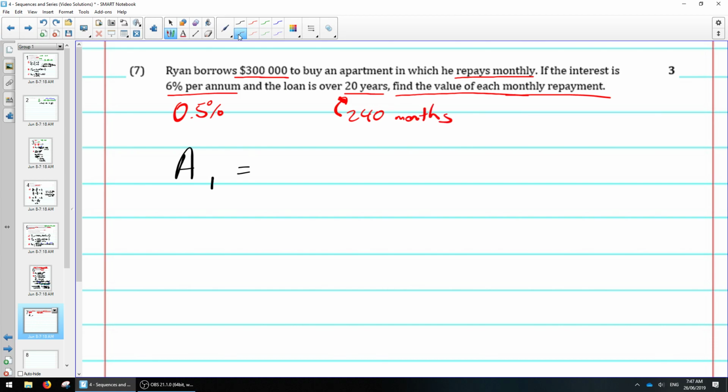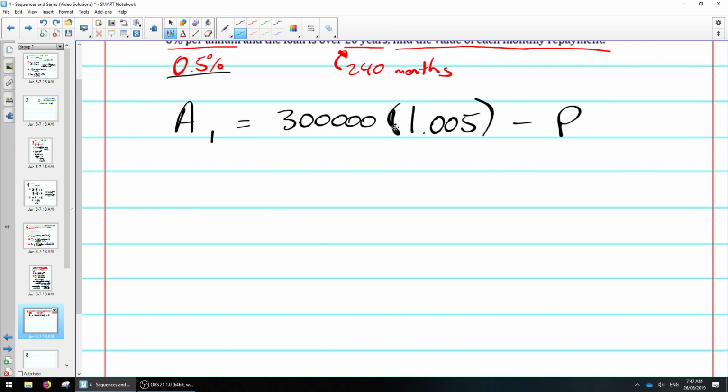So the first one is just simply we've got that 300,000. It's increased by 1.005 because it's increased by that 0.5%. And then we took away some payment. So P is a monthly repayment. That's what we're trying to find. So from that, the value of A2, remember we talked about, at the start of A1, that's how much we owe. So at the start of A2, we owe A1, that increases by 1.005.